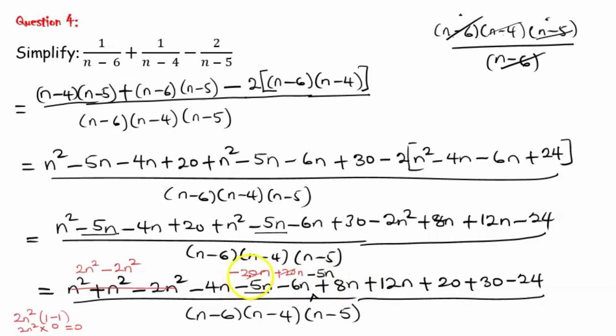So you see, we have minus 20n and plus 20n. So that's going to give us 0. All right, so we are left with the constants now. On the constant side, we have 20 plus 30, which is 50. Then 50 minus 24. This is what we have.